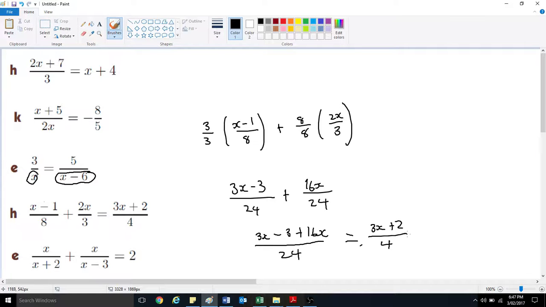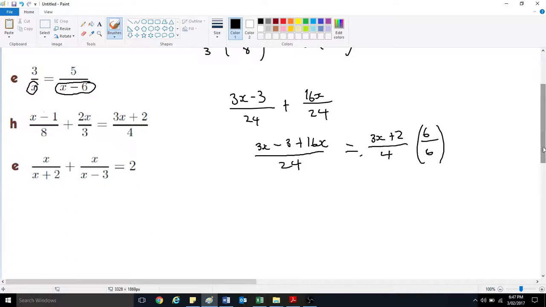So what do I need to multiply this side by in order to make sure it has the same denominator? 4 times 6 is 24. So we're going to multiply this side by 6 on 6. Okay, 6 on 6 is 1. 1 times itself, it's staying the same. The magnitude, the value of it, is not changing. So let's expand this. Over here we've got 3x plus 16x is 19x, take 3 on 24 is equal to, now 6 times 3x is 18x plus 12 on top of 24.